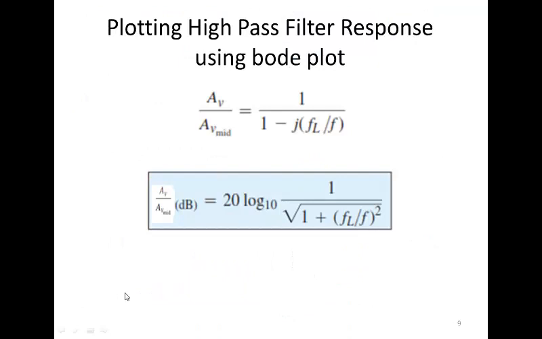Now let me take an example of plotting the Bode plot of a filter, a high pass filter response. For a high pass filter response, you can derive the transfer function of the gain of the amplifier, and you end up with this relationship in which the normalized gain of the amplifier is a function of frequency. So this is the variable, and gain is a function of this variable. In this case it is frequency which is the variable, and gain is a function of frequency. So this is a complex quantity.